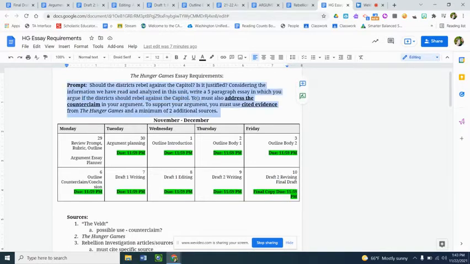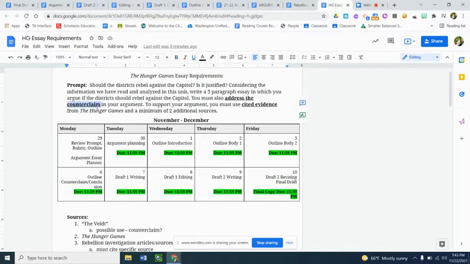Okay. You must also, in your essay, address the counterclaim in your argument. For some of you, that might sound like, oh gosh, what's that word? I don't want you to worry about it. I'm going to make sure you know what you're doing when you do it. But essentially, the counterclaim is anytime you give an argument, you want to address what the opposite argument is. So if you're arguing that the districts should rebel, the counterclaim would be that they should not rebel. Now, you're not addressing it just to say that's what that guy says. You want to then prove them wrong.